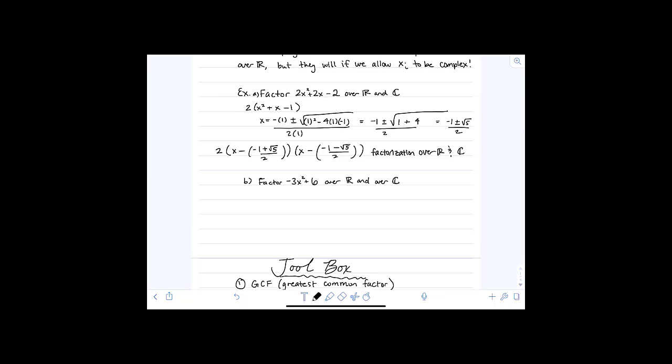So again, I'm going to notice right away I see a common factor of 3 that I can pull out, and let's just go ahead and pull out the whole negative 3. So that leaves me with x squared minus 2.